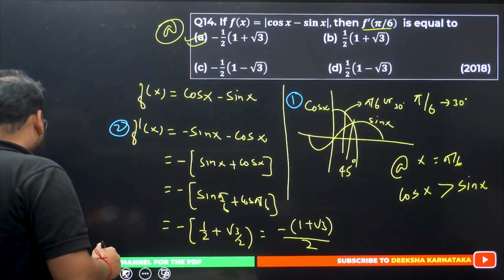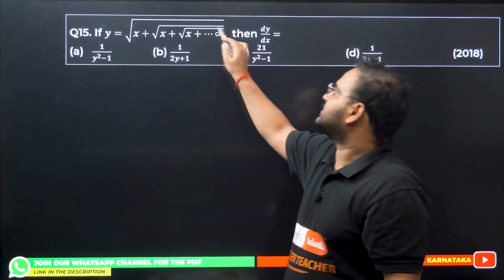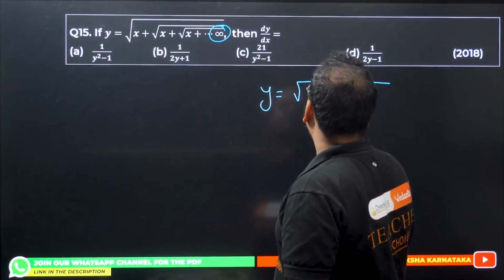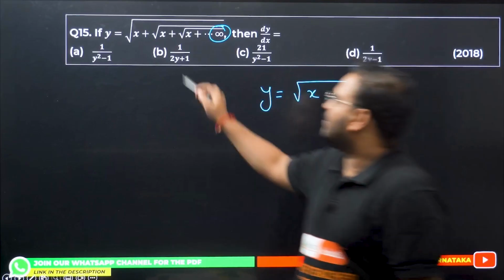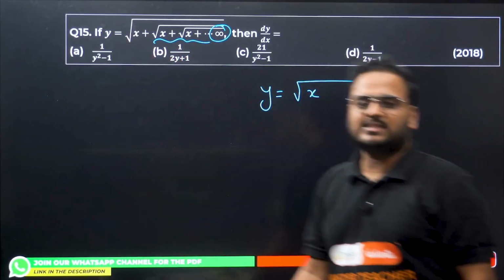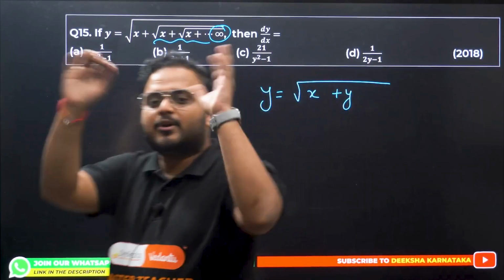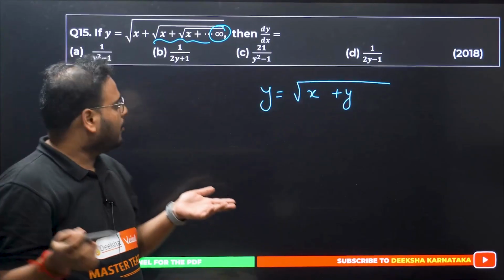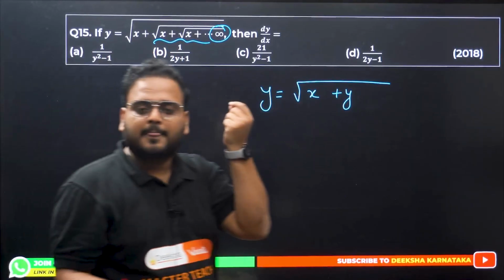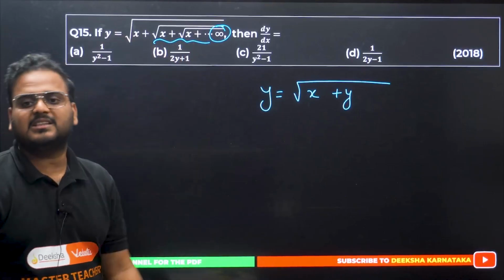Question number 15 now. Y equals root of x plus root of x plus root of x till an infinite number of times. Do one thing. From this infinite number of terms, remove one root x out. What is remaining? The same thing, no? If you remove one from the infinite, what is remaining? Infinite only, right? So that is nothing but your y.